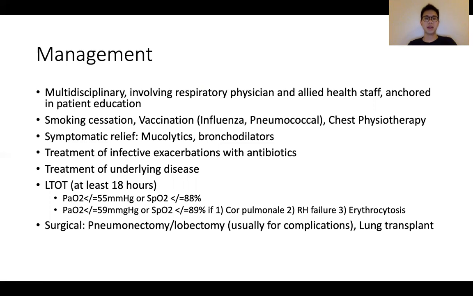LTOT has the following recommendations as stated in the slides here, and you can always consider surgery in the form of a pneumonectomy or lobectomy if there are complications, and lung transplant. So this provides the full spectrum of management from non-pharmacological general measures to invasive surgery.